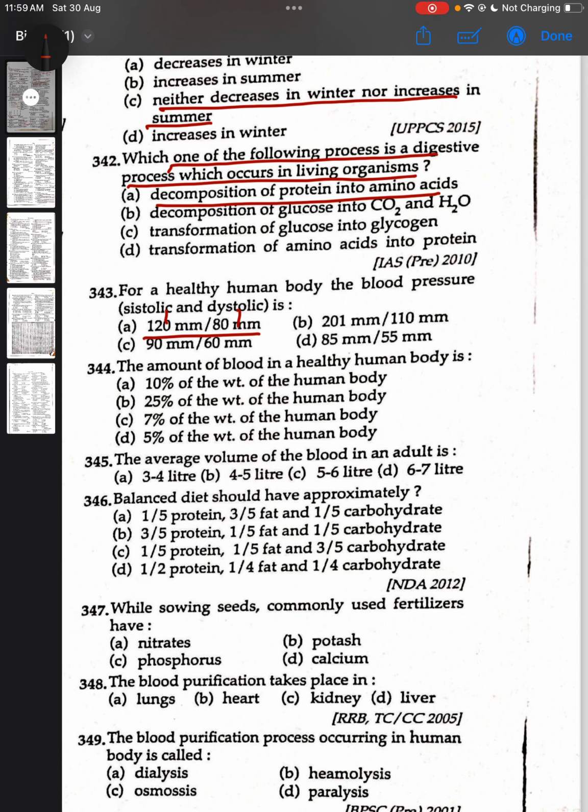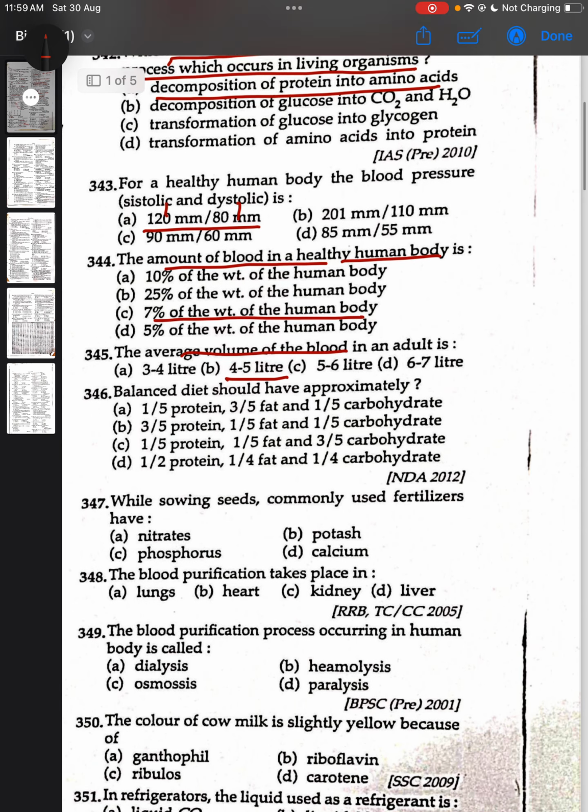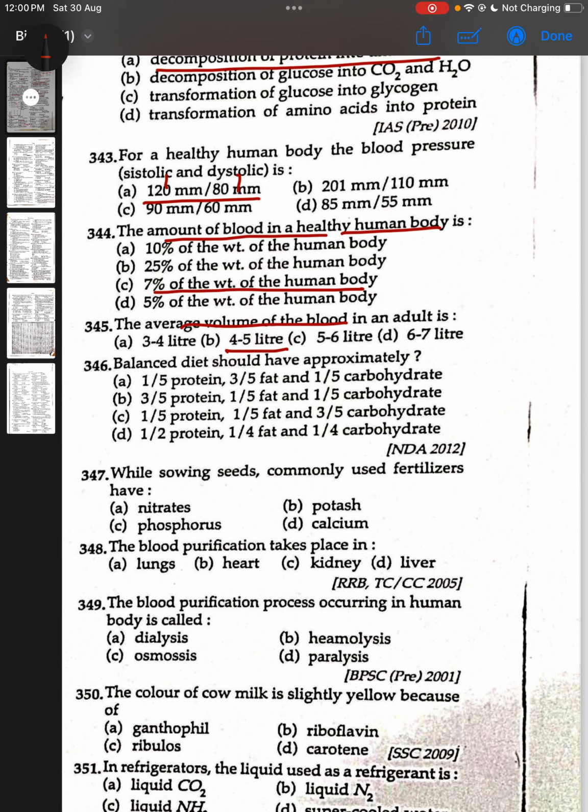The amount of blood in a healthy human body is 7% of weight of human body. The average volume of blood in an adult is 4 to 5 liter. Balanced diet consists of 1 by 5 of protein, 1 by 5 of fat and 3 by 5 of carbohydrate. While sowing seed, commonly used fertilizer have phosphorus because it helps in strong root development.